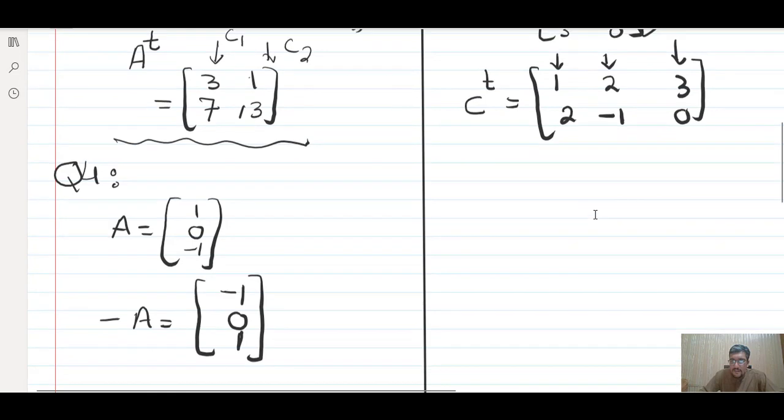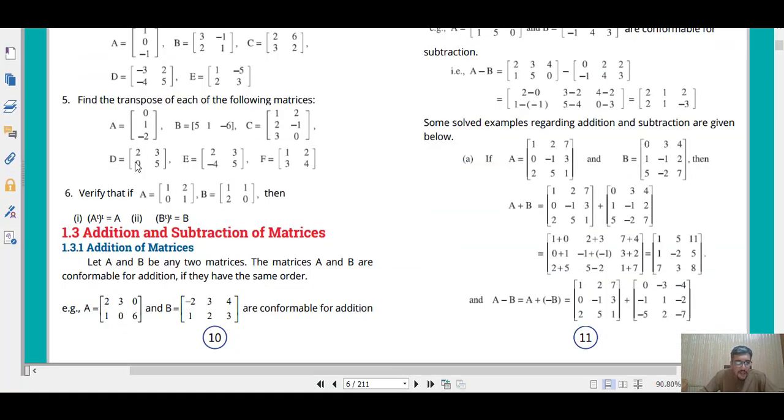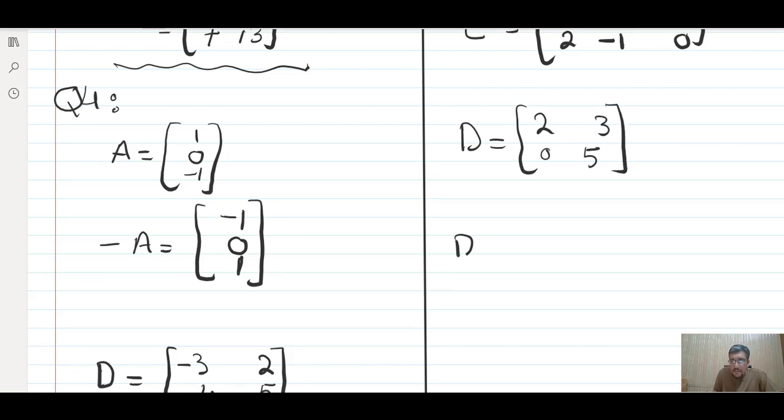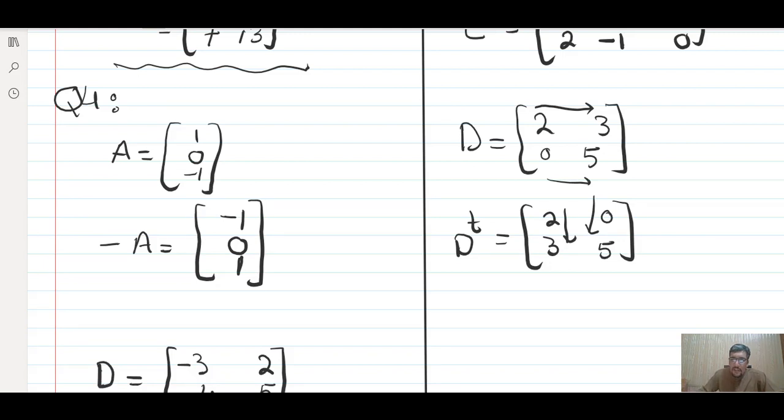Now I am going to solve one more part, and that is D. In D you have the entries 2, 3, 0, 5. If I take the transpose of this matrix, all we have to do is change this row into a column, and this row into a column. So this is the transpose of the D matrix. I hope you are clear about this.